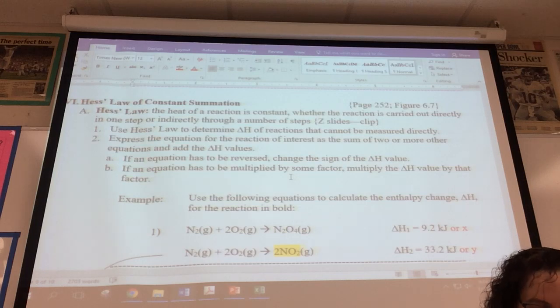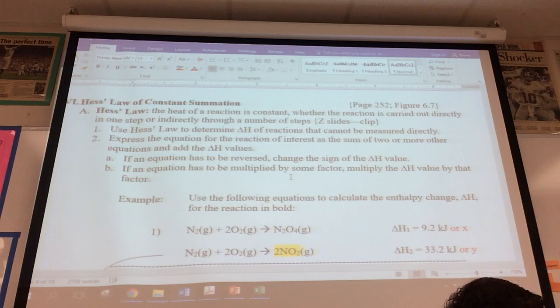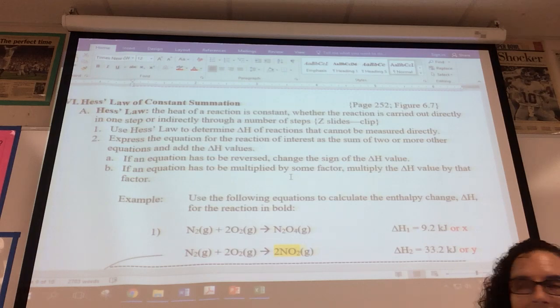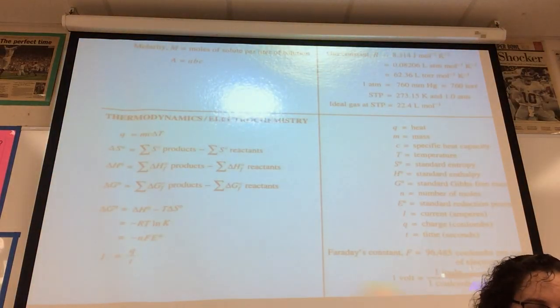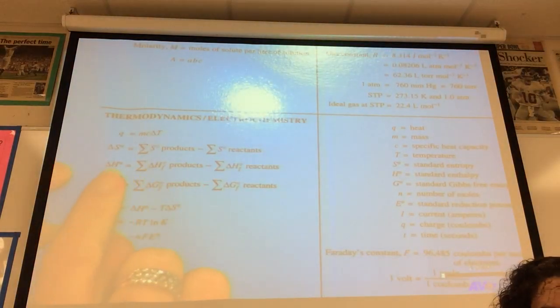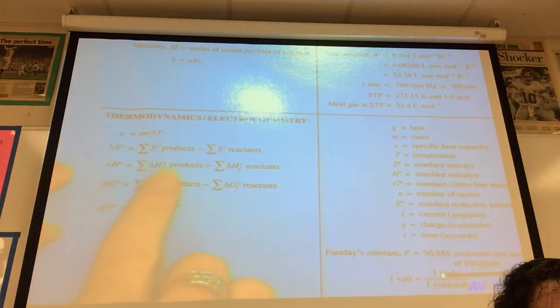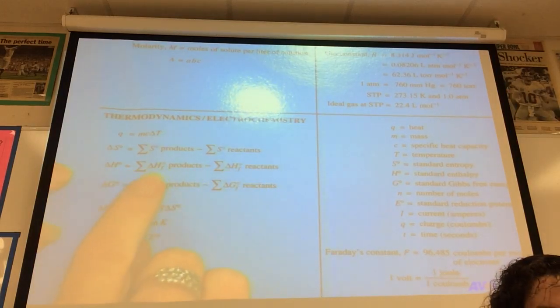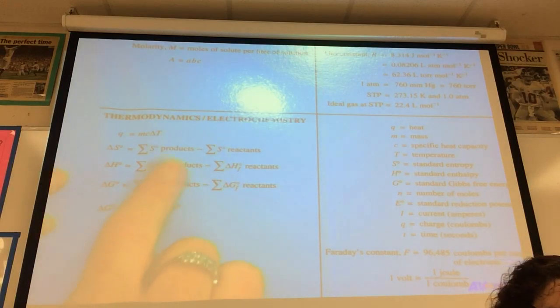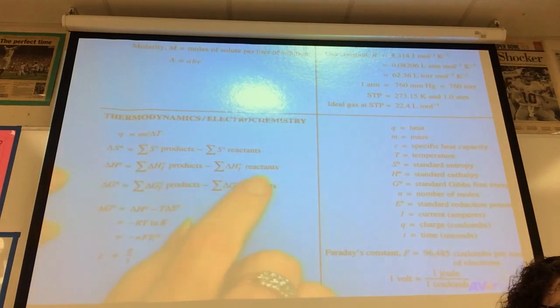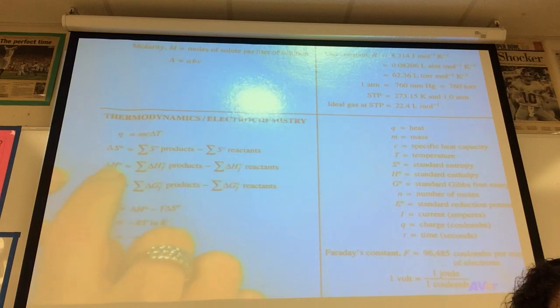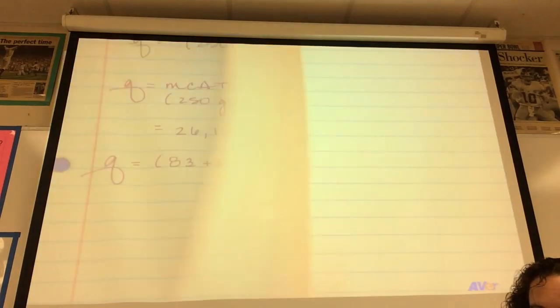Last piece of the puzzle in this chapter is Hess's law. Previously, when we calculated delta H, we could calculate delta H two ways. One was to use this formula that we introduced the other day, where the delta H of formation of products, taking the sum of all, minus the sum of all the delta H of formation of reactants would yield your delta H for the reaction.